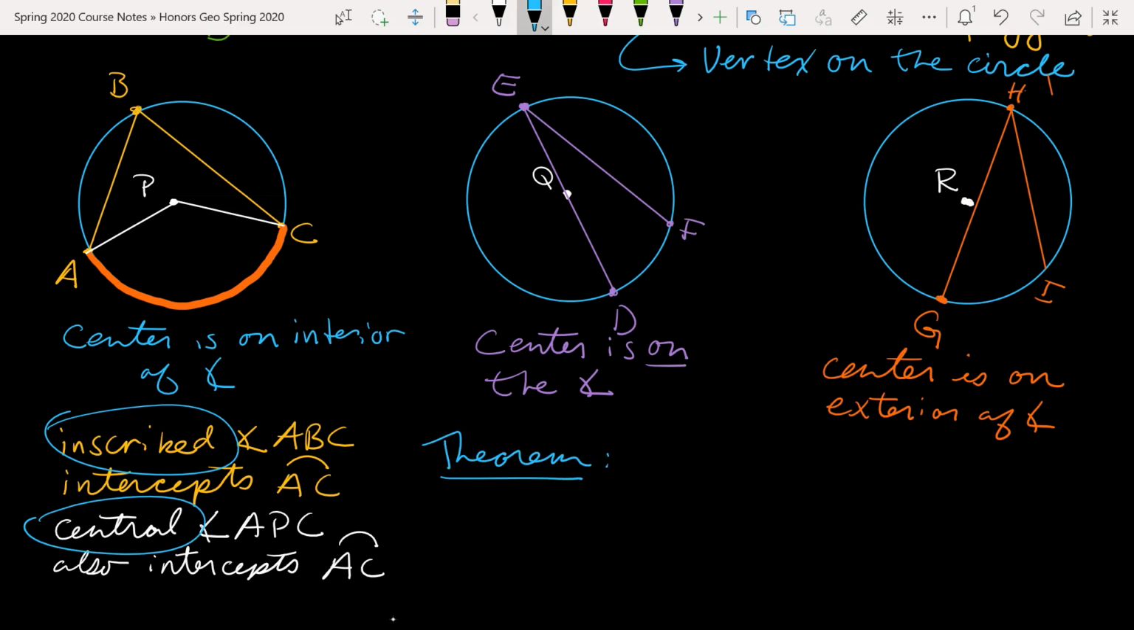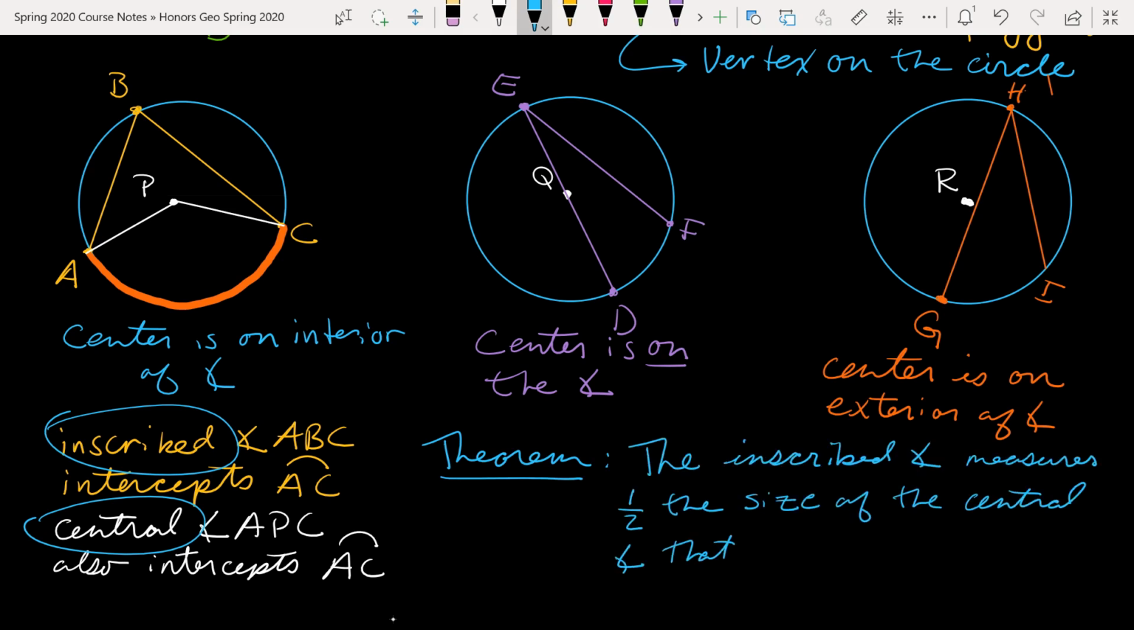We can speak about that relationship with the following theorem. So the inscribed angle will always measure half the size of the central angle that intercepts the same arc. So if we happen to know in this case that angle APC measured 150 degrees, this theorem would tell us that inscribed angle ABC would have to measure half that, or 75 degrees. This is a very simple relationship, and it makes doing some algebra with circles incredibly easy. But I don't think that we should understate how kind of incredible this theorem actually is.